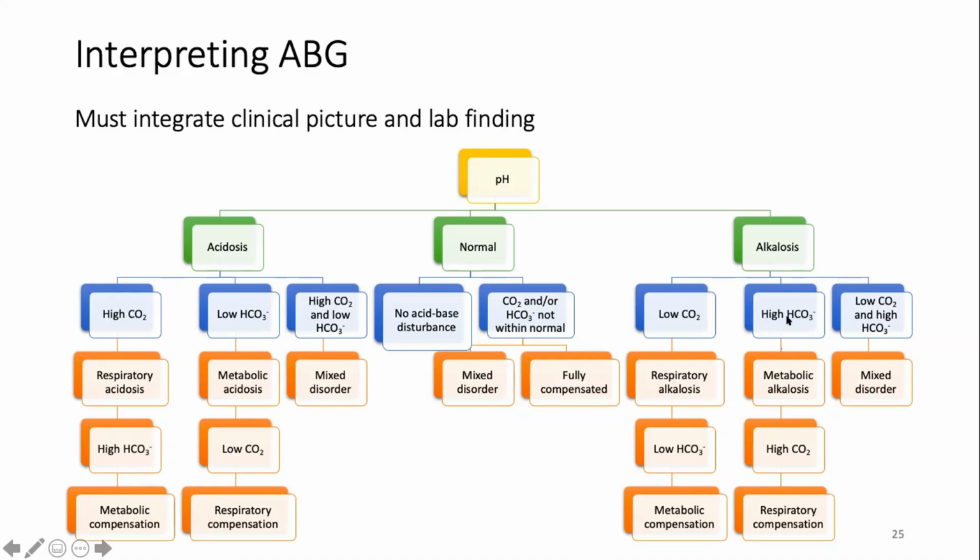What happens if you see both of these? This is what we call a mixed disorder. How about if you have, for example, high CO2 and also high bicarb? If they match each other, you probably have a normal pH as well. That is also what we call a mixed disorder, meaning that you have a lot of carbon dioxide and also a lot of bicarb, or too low bicarb and also too low carbon dioxide, which actually leads to a normal pH. However, it is actually a mixed disorder.